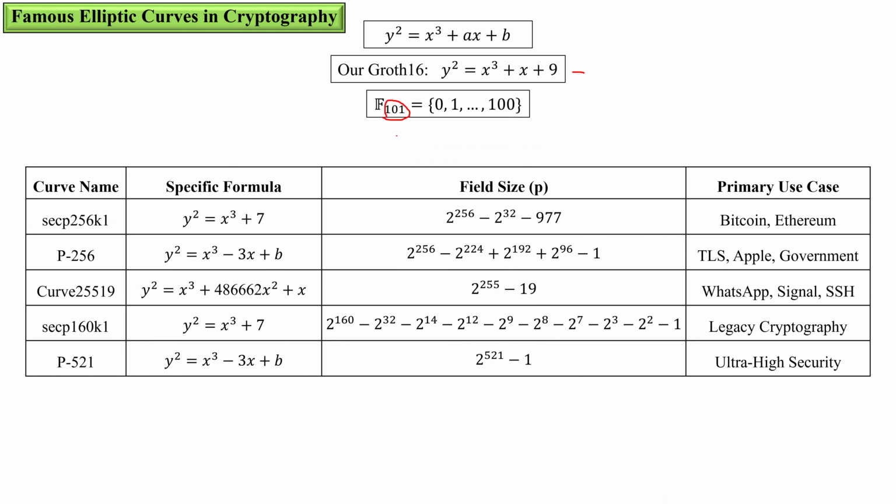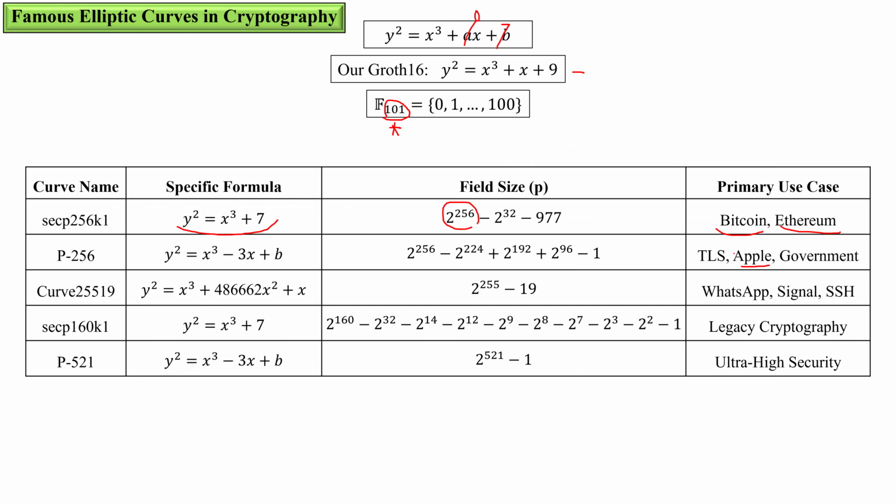But in practice, we have a very big value for the prime, right? For instance, in Bitcoin and Ethereum, we use this formula for the elliptic curve, y to the power of 2 equals x to the power of 3 plus 7. So this means that b equals 7 and a equals 0 for Bitcoin. And the value of p is so big, right? In our computation, the value of p is a very small value, 101, but in the Bitcoin and Ethereum curve, it is so big.